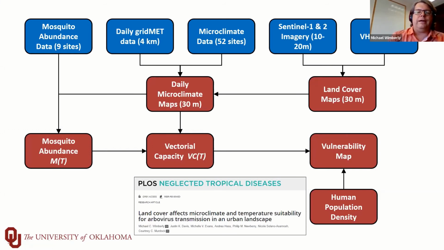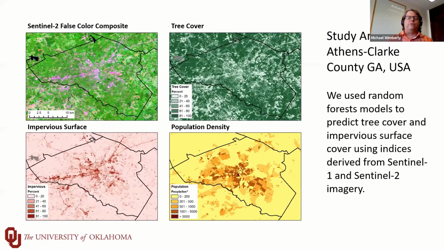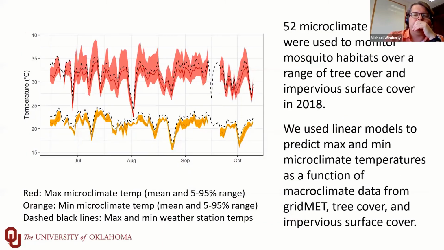Again, as with a lot of things, it makes more sense if you look at the pictures. So this is the study area, Athens-Clarke County, Georgia. We've got population on the lower right. This is a Sentinel false color composite. And then the important things here are tree cover and impervious surface. So these were the main land cover data sources that we worked with to downscale the microclimate data.